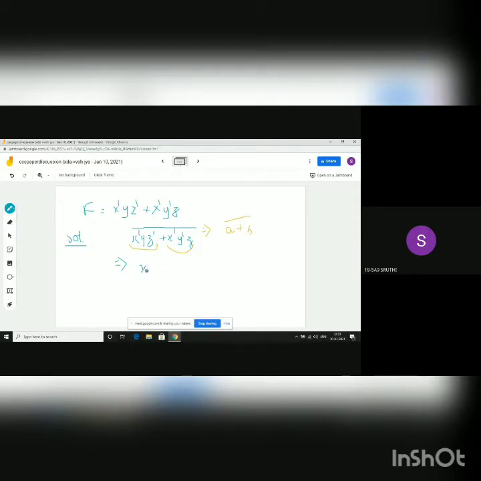x complement, y, z complement, dot x complement, y complement, and z, whole complement of both the things. Because A plus B whole complement is equal to A complement dot B complement.